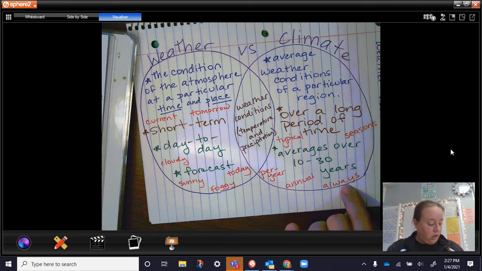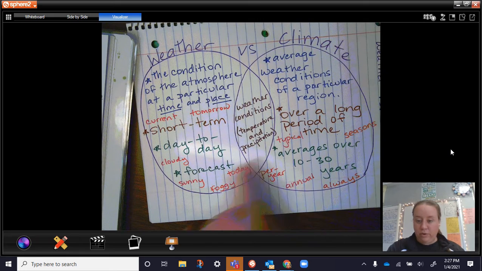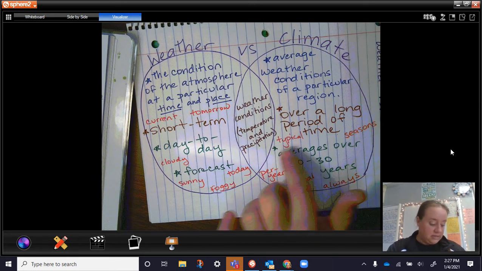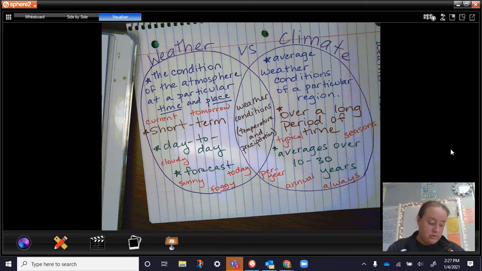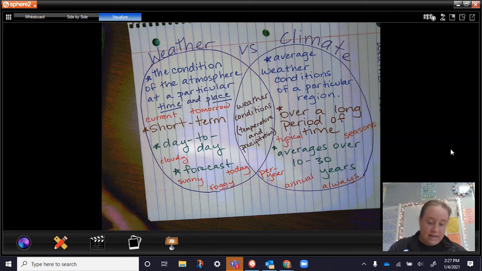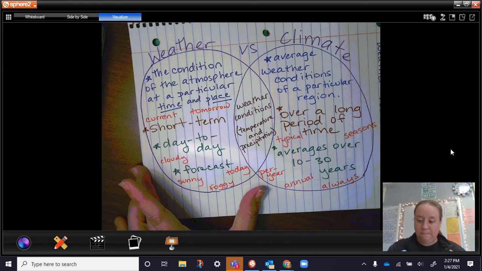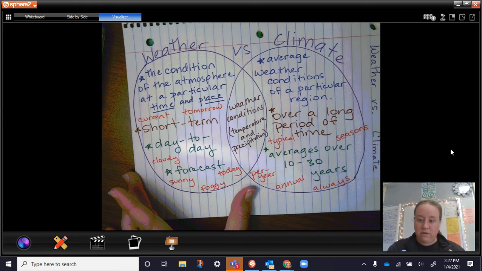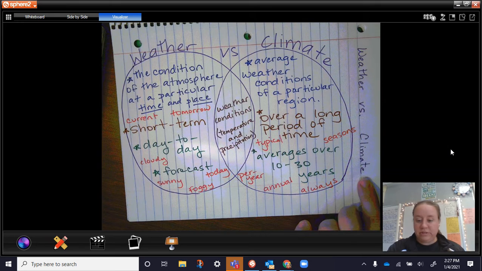Per year, annual, always, seasons, typical, those things are signaling climate. So typically, San Antonio's climate is very warm and hot. So make sure you have each of that, and we titled it Weather versus Climate.